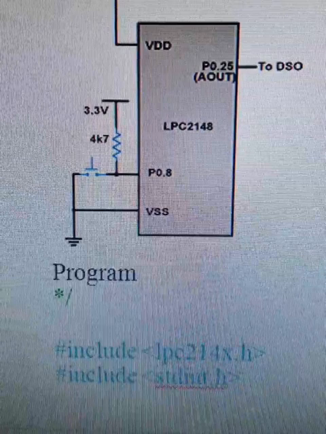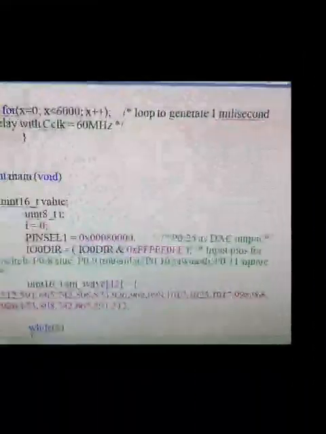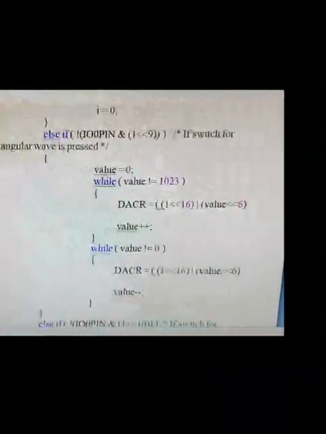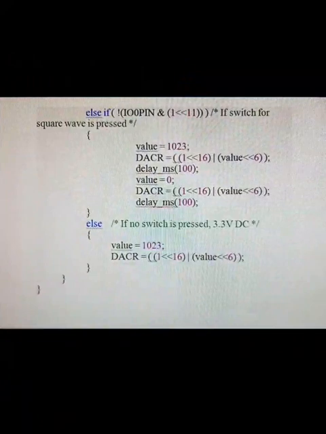In the program, we include the header files and a delay loop that generates a 1 millisecond delay, where the clock frequency is 16 megahertz. In this program, the input pins for the switches are: P0.8 is the sine wave, P0.9 is the triangular wave, P0.10 is the sawtooth wave and P0.11 is the square wave.